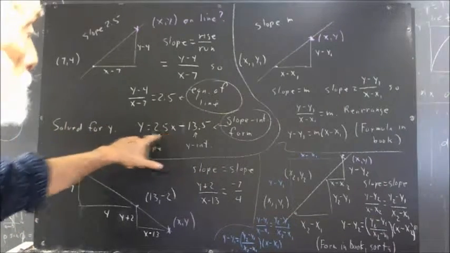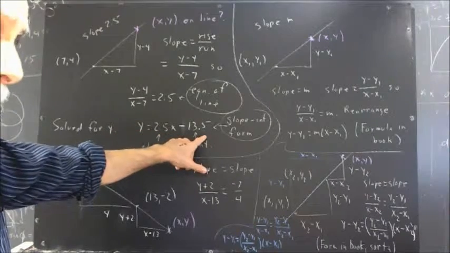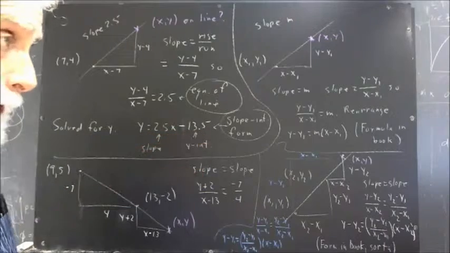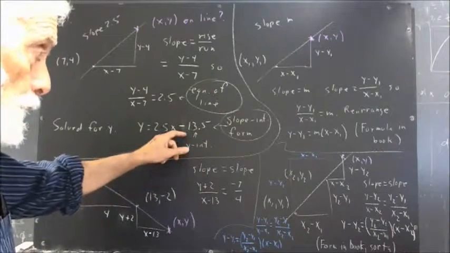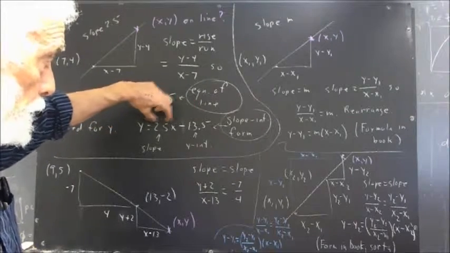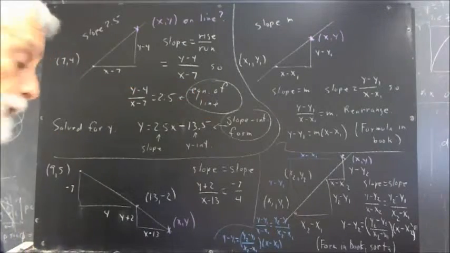The result is going to be the y-coordinate of the point where the line meets the y-axis, in this case negative 13.5, and we call that the y-intercept. So this is called the slope-intercept form because you can read the slope here, the y-intercept here.